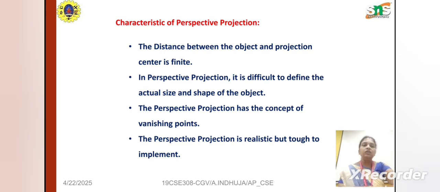So here in the perspective projection, there is the concept of vanishing point, which determines which part of the object will appear on the screen and which part will disappear from the screen. So this concept is called vanishing point. The perspective projection is realistic, but it is tough to implement compared with parallel projection, because we have to consider a converging point somewhere.